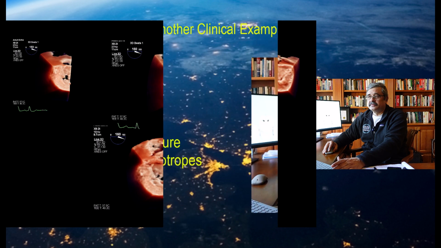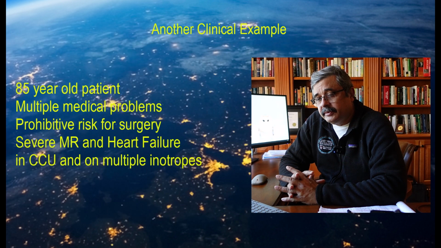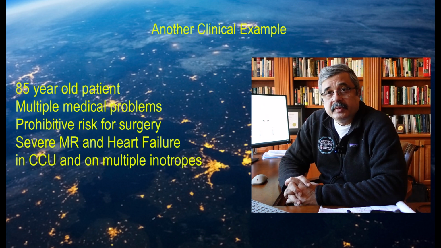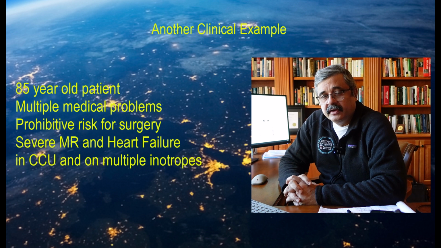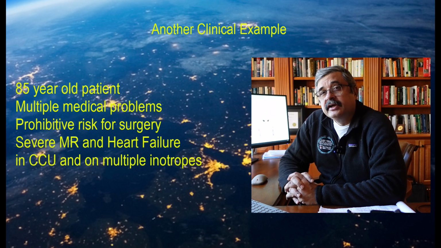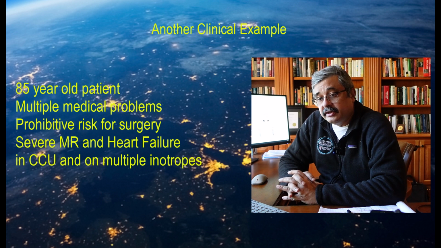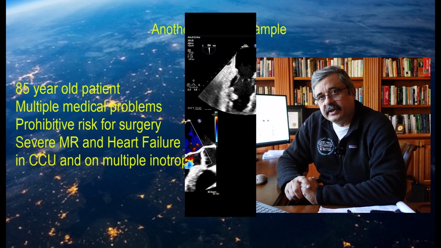Example of another patient who is 85 years old with multiple medical problems, and I'll keep it to the point that it's considered prohibitive risk for surgery. The patient had severe MR with exacerbation of heart failure symptoms and was in the CCU on multiple inotropes. Again, a prohibitive risk for surgery, so we had to do this MitraClip in an emergency and in a short period of time because the patient was very unstable. So time for only one clip at one location. We've got to choose the best one for that.